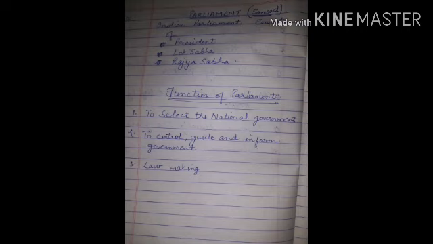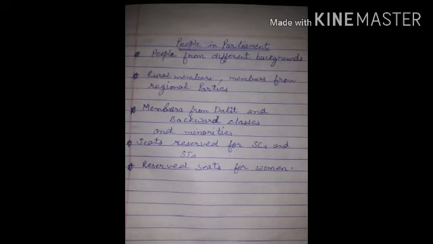And the third function of the parliament is law making. That's the most important one, how they make the laws. That is why it is called the legislature, and we are going to study about law making in the next chapter of the civics.